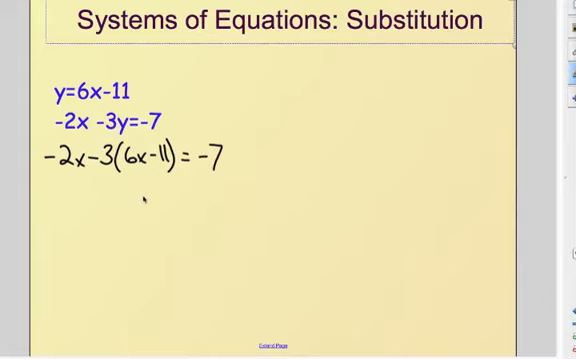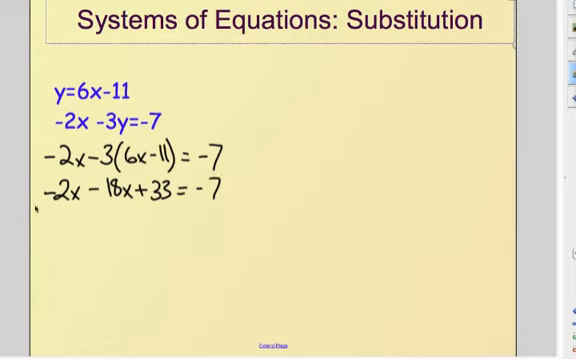But this is a messy equation, right? We have distribution, we have combining like terms, but that's what substitution does. So we're going to deal with that distribution first. I just dropped my negative 2x down. Now it's negative 3 times 6x, negative 18x, negative 3 times negative 11, that gives me a positive 33, and that's going to equal negative 7.